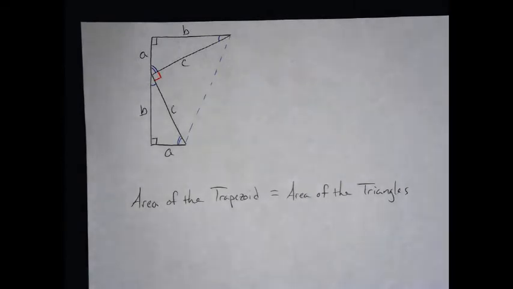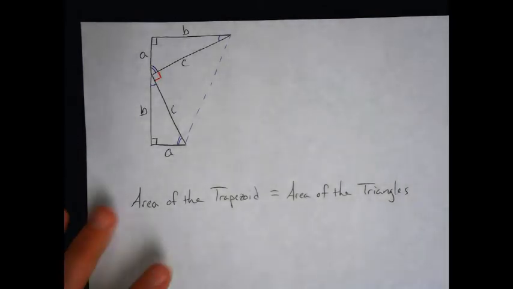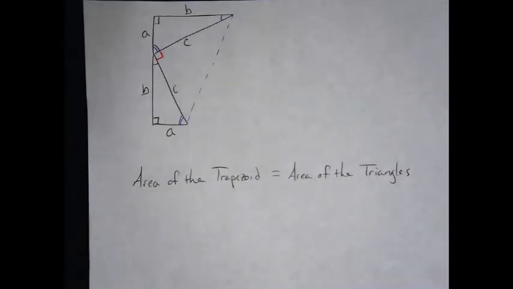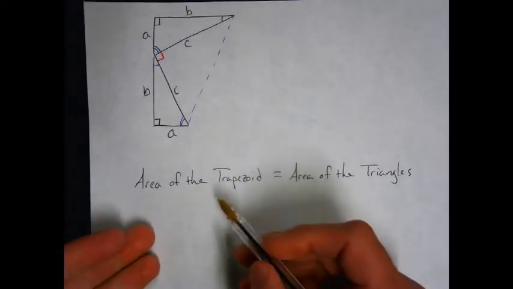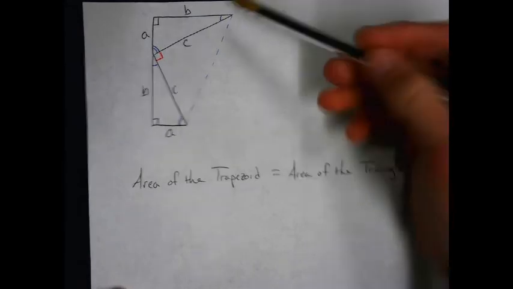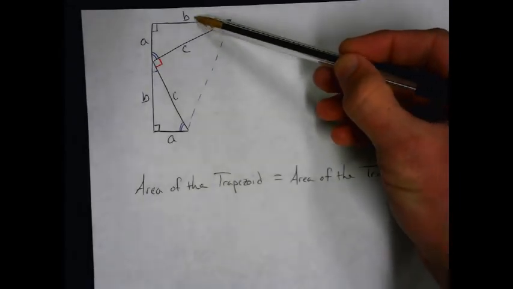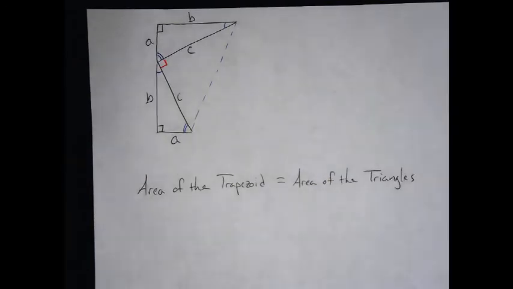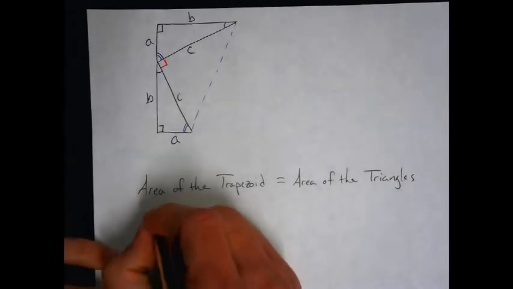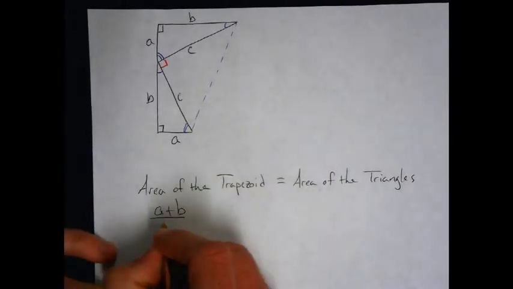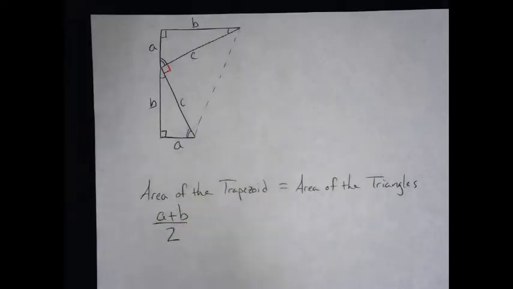Now, how is that going to work? How are we going to knock this out? Well, we're going to work with what we've established. What is the area of a trapezoid? The area of a trapezoid is the average of the 2 bases. In this case, length B is base 1, length A is base 2. And so we add A plus B, but we divide it by 2.